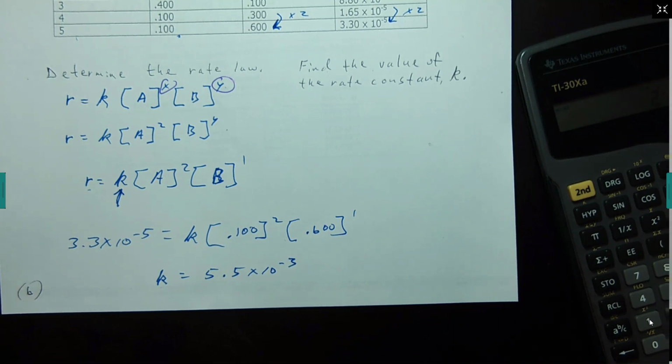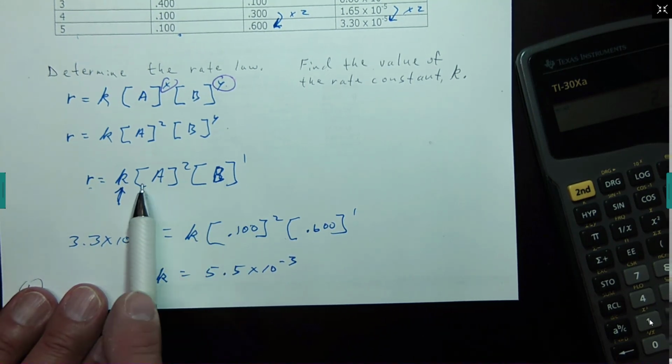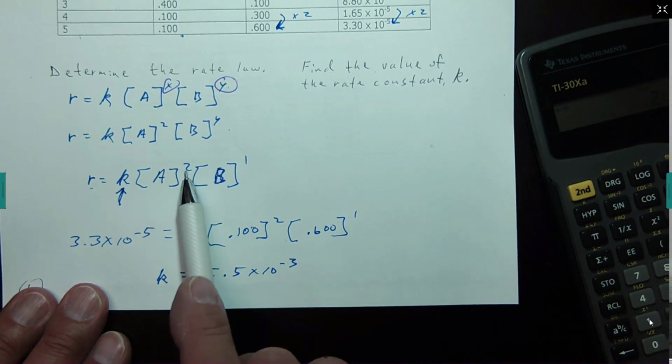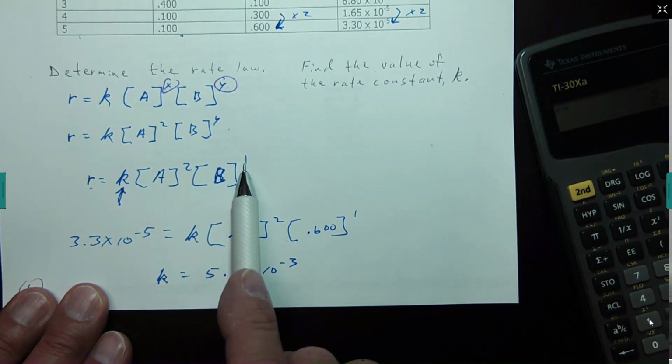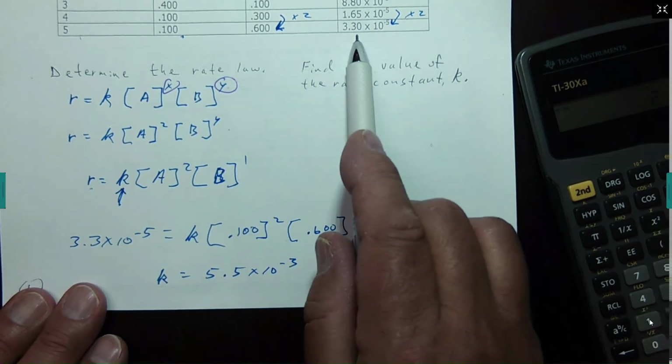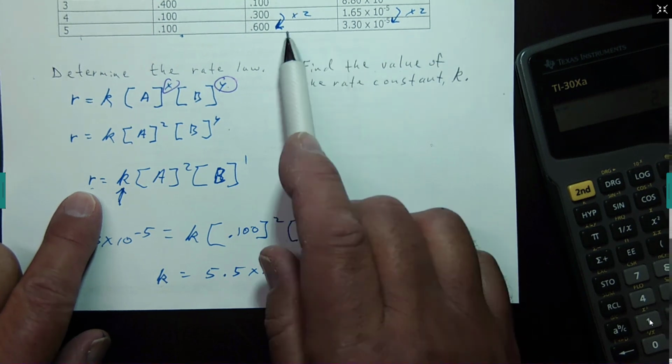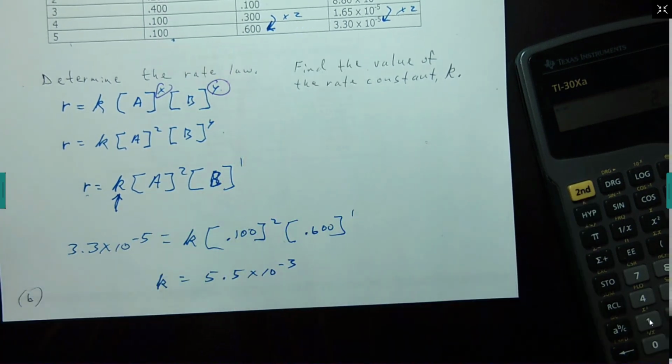So to find the rate constant, once you know the rate law, once you know these orders, pick any trial, plug in the rate, plug in the concentrations, solve for the missing piece.